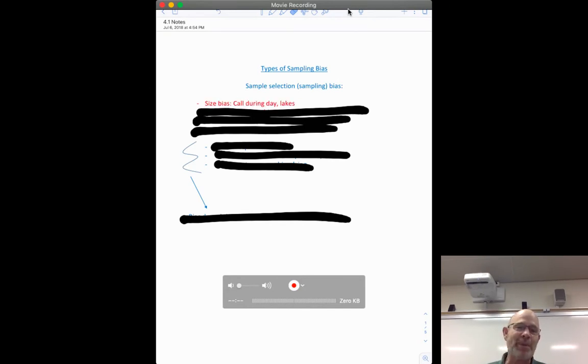So size bias, there's an example in the book about these lakes where the county wants to, or let's say in Michigan where there's thousands of lakes, right? They want to pick a few lakes to, let's say, do a pollution sample in the lakes or something like that. So the way they pick the lakes, instead of putting names in a hat, which would not be biased at all, they take a map out and they throw a coin onto the map, and whichever lake it falls on, that's the one they go get.